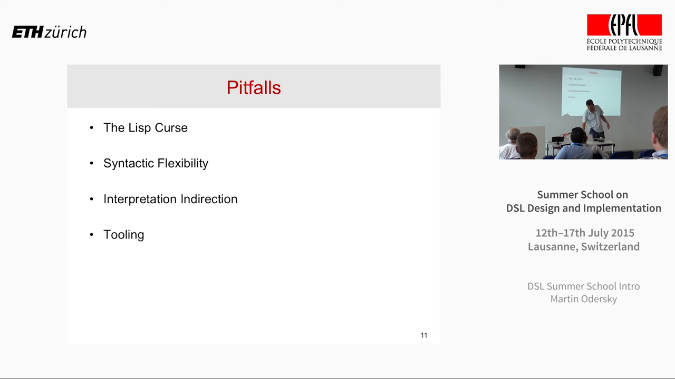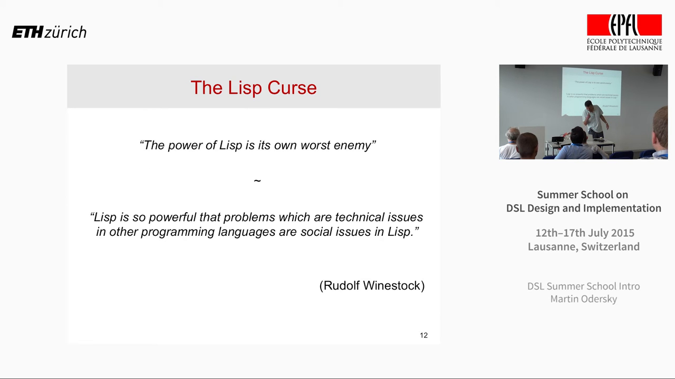And there was actually an interesting analysis by Rudolf Winestock, who said, well, the power of Lisp is its own worst enemy. So what does it mean? He gave us an example to say, well, you have a language and now you want to add object orientation to the language. That tells you about when that article was written. It was when object orientation was still hot.